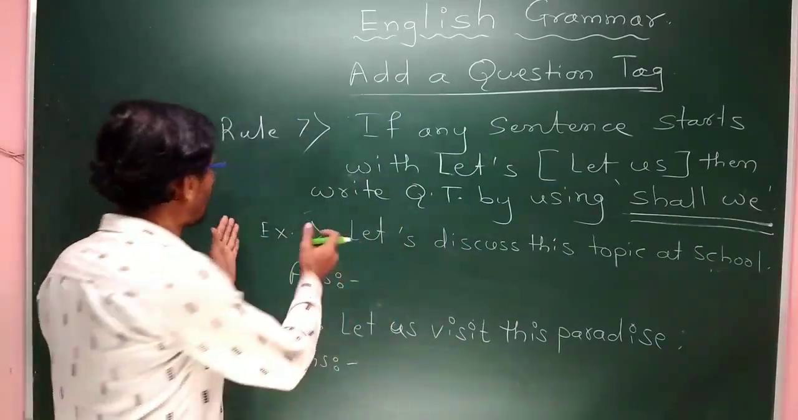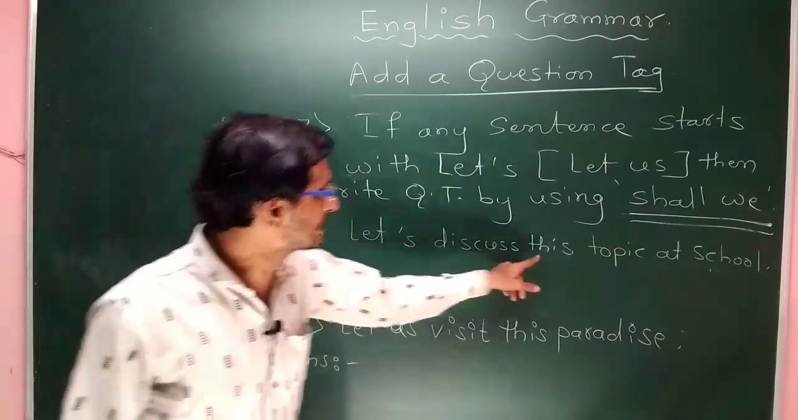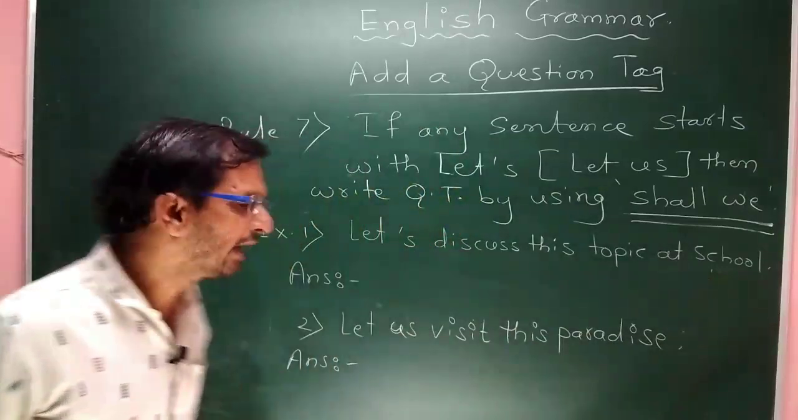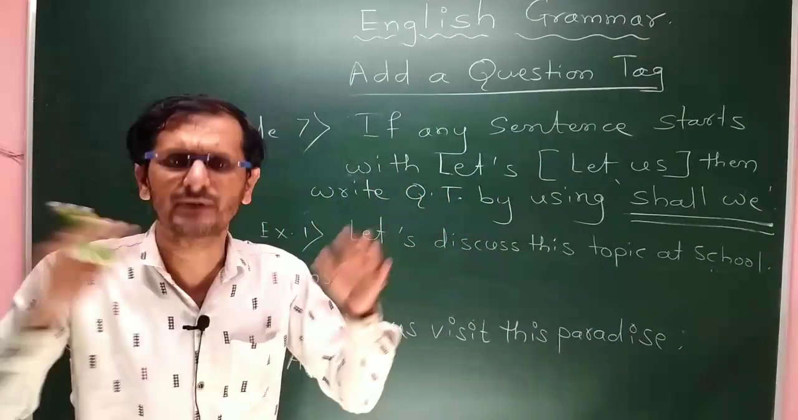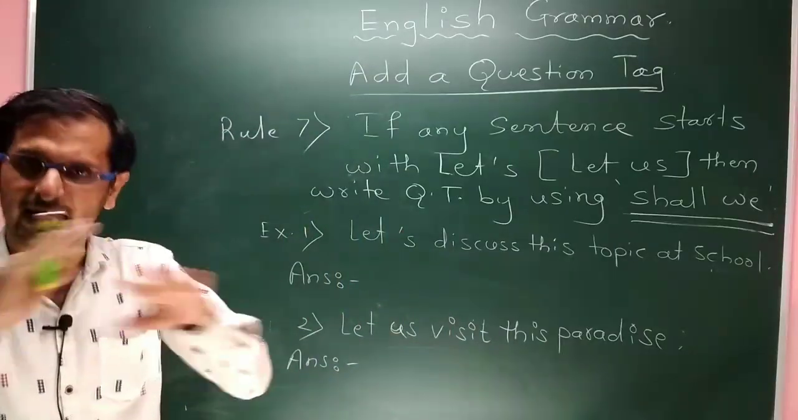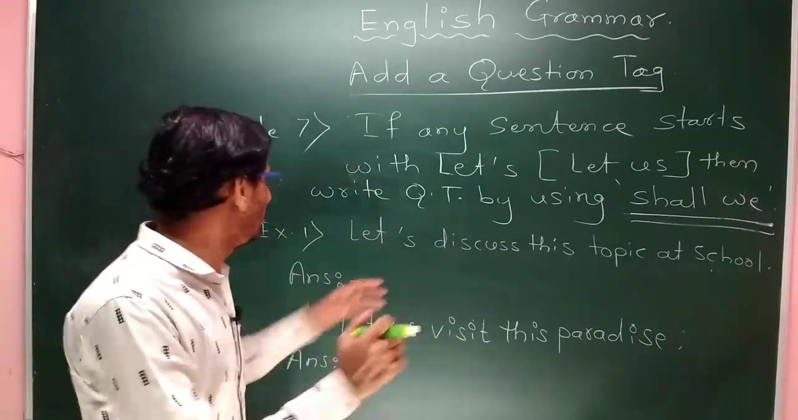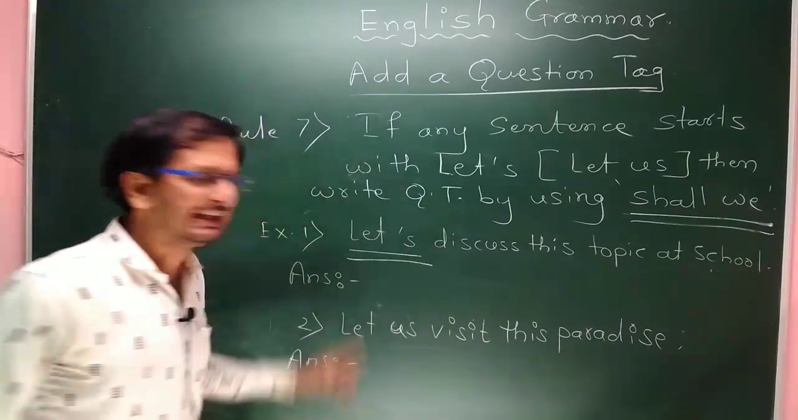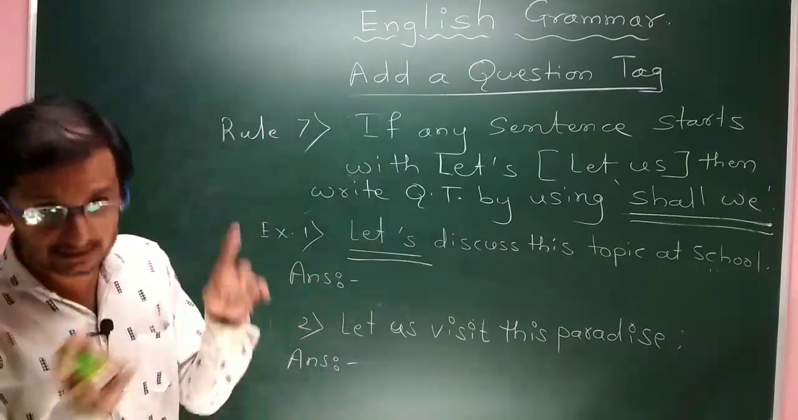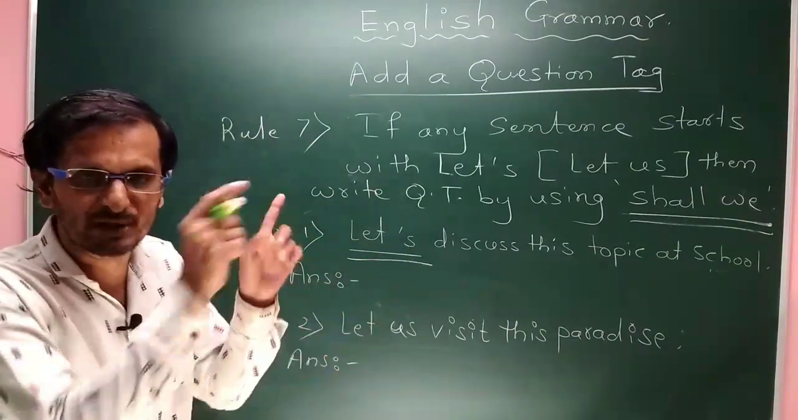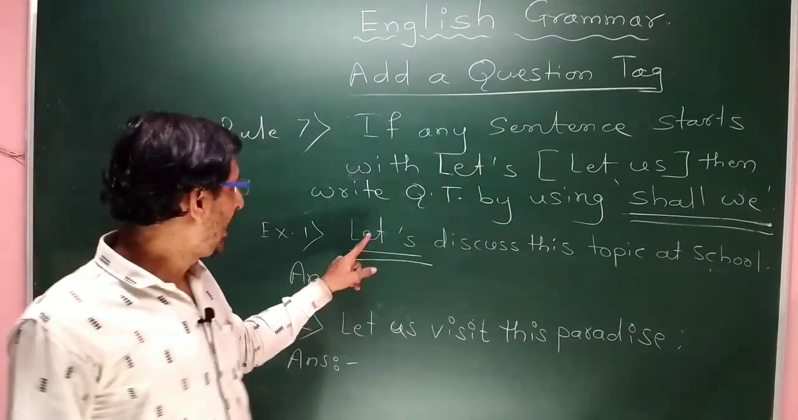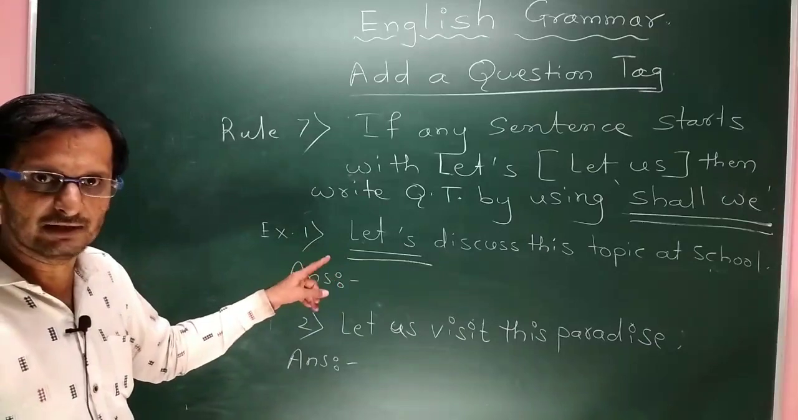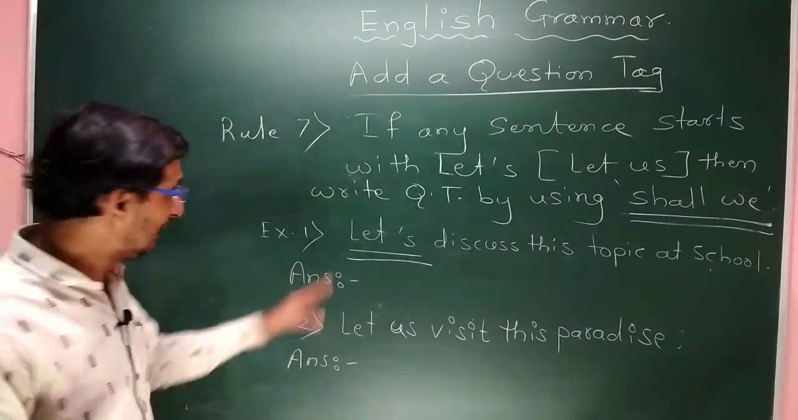Now we'll look at example number 1. Let's discuss this topic at school. Here also you don't have to look for any kind of helping verb, main verb, tense of the sentence or tense of the verb. None at all. You only look at whether "let's" appears in the sentence, and at the start of the sentence, not the end or the middle. The sentence should start with "let's".